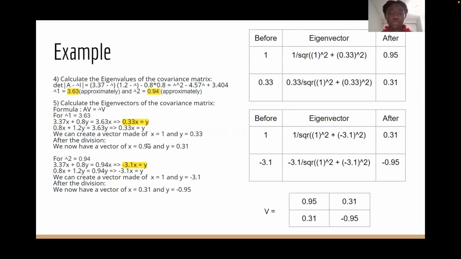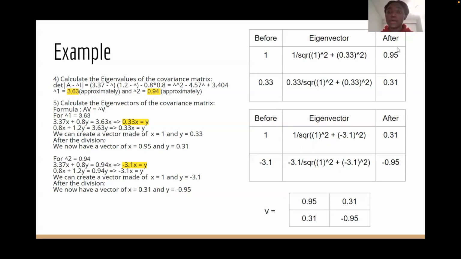And I repeated the same process for the second eigenvalue, plug x equal 1, and then for y, it's negative 3.1. So now the next step for me meant to normalize the eigenvectors to unit length. So what that meant was I had to divide each value by the square root of the sum of the squared values. So with that, I obtained a new matrix.